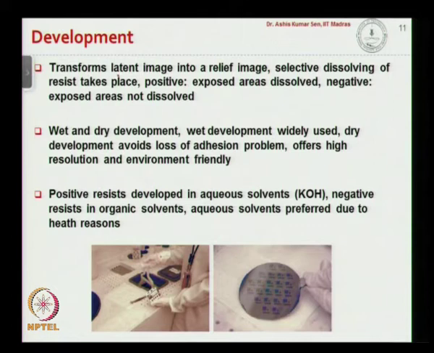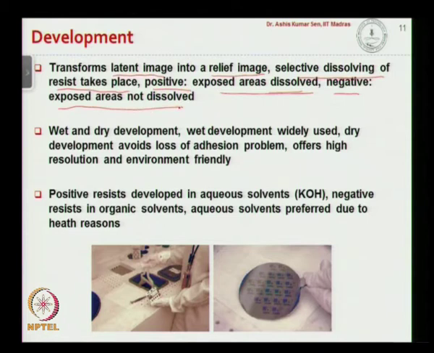So the latent image that we are able to see, if you put it in a developer solution, depending on the resist pattern and the design of the mask, it is going to remove material in some part of the photoresist. So you will be able to get a relief image that you would clearly see on the surface of the wafer. So selective dissolving of the resist would take place. As I was telling, in the positive photoresist the exposed areas are going to be dissolved, and in the negative, exposed areas are not dissolved. Okay. So that is going to happen.